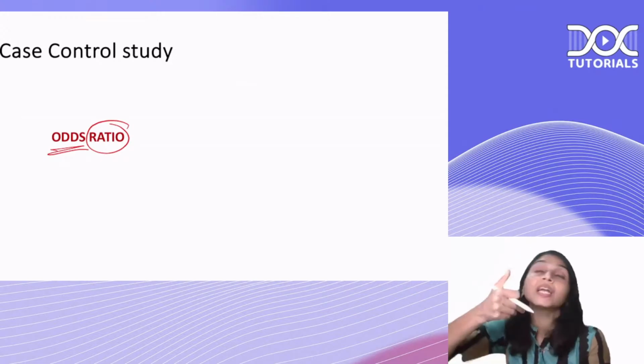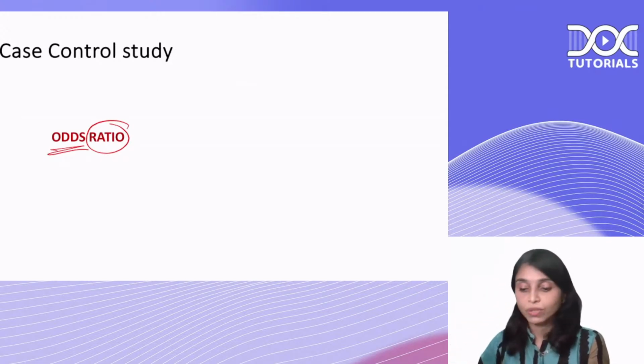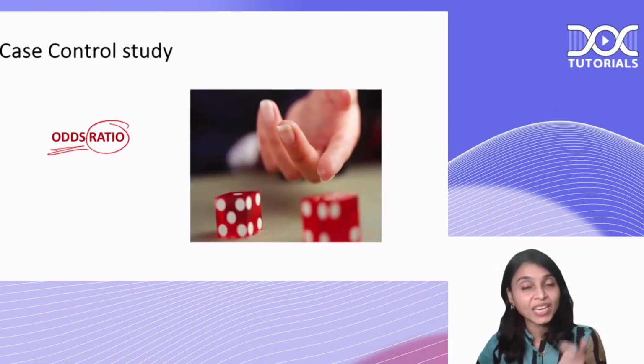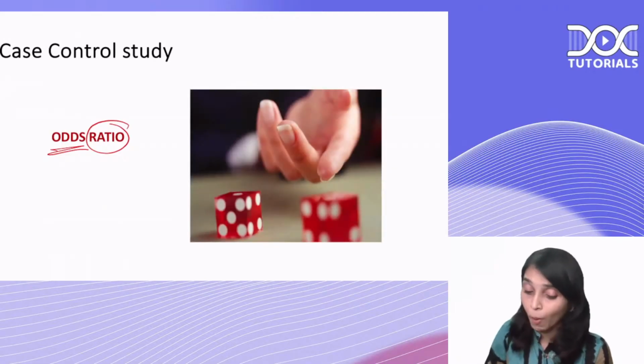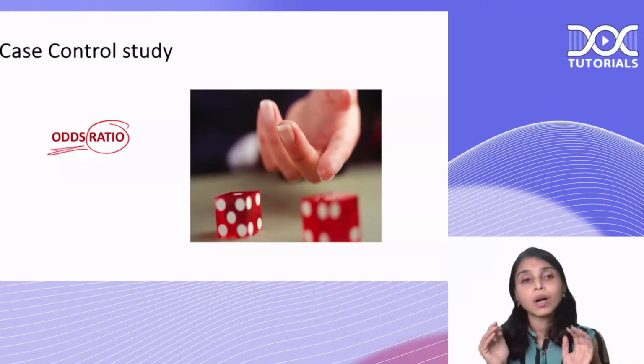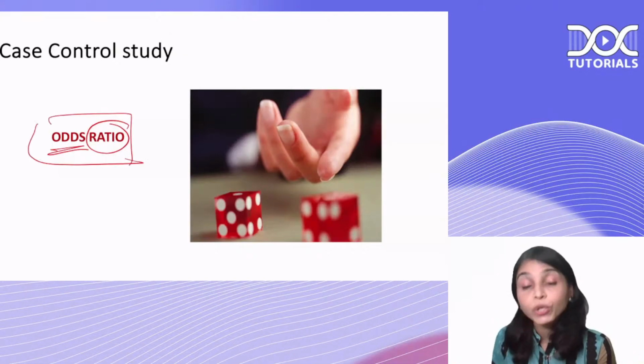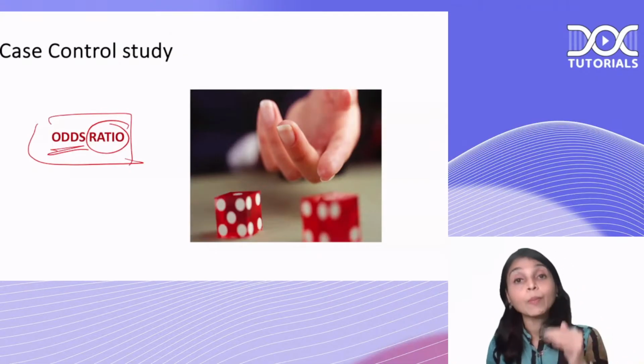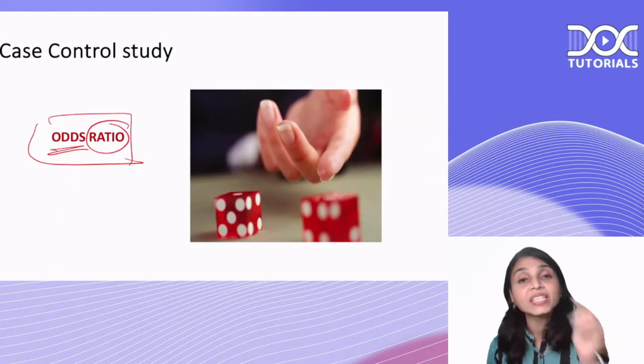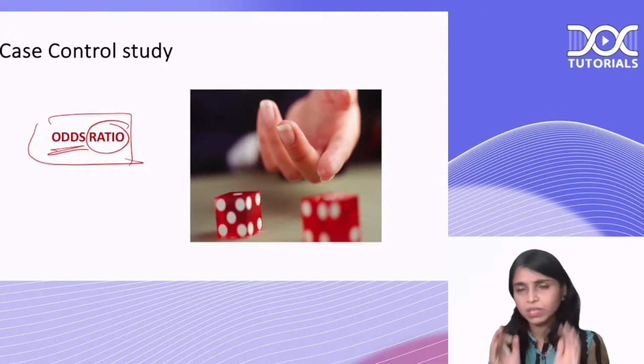What are the odds of getting heads when you are tossing a coin? What are the odds of getting 6 when you are tossing a die? So it is probability. Naturally, in calculating the odds ratio, you are looking at the probability of disease among the exposed divided by the probability of disease among the non-exposed. Just understand that is what you are doing.